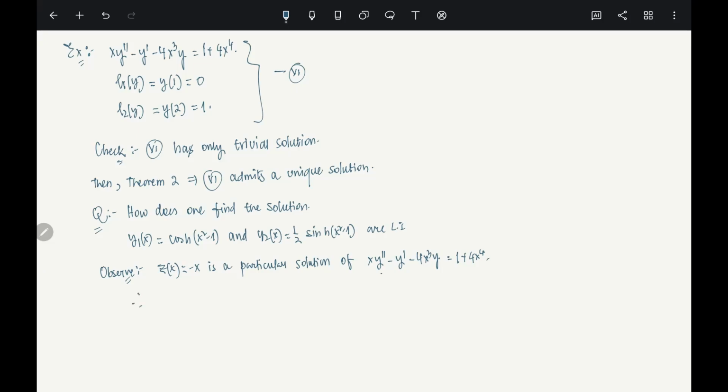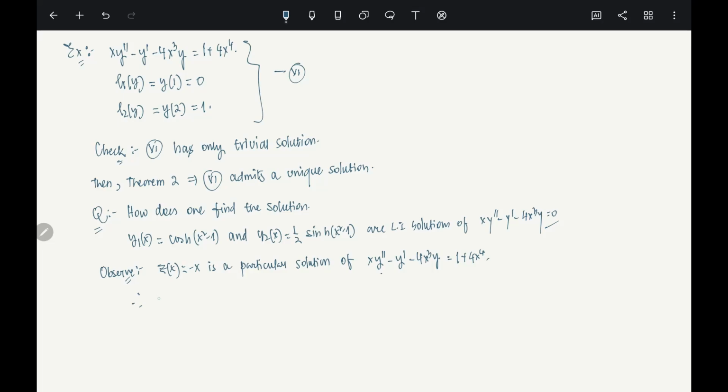So therefore, what is the general solution? Sorry, what am I saying? I'm really sorry about it. y1 and y2 are two linearly independent solutions of the homogeneous equation. That is, this equation without any data, x y'' − y' − 4x³ y = 0, subject to some initial data such that they are linearly independent. That's the thing. Now, we also have a particular solution.